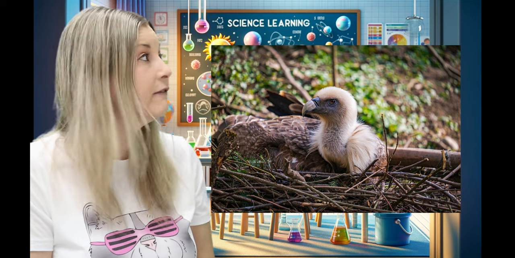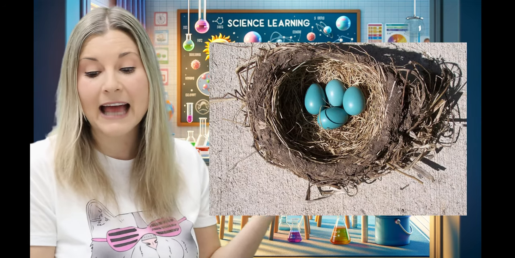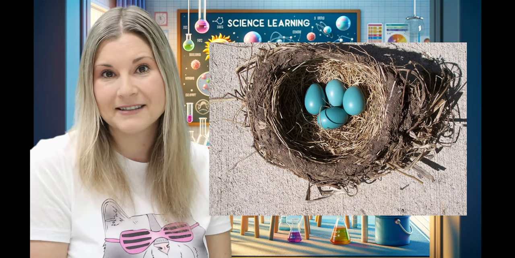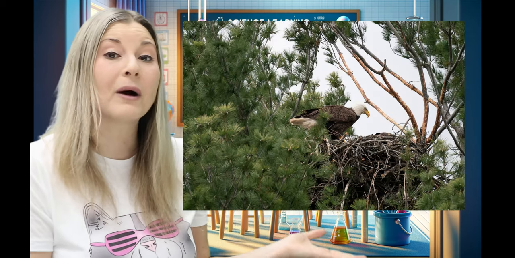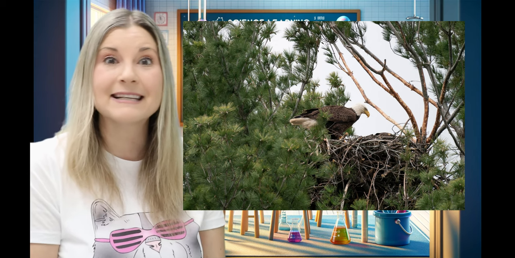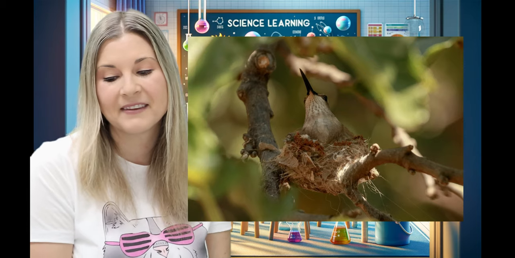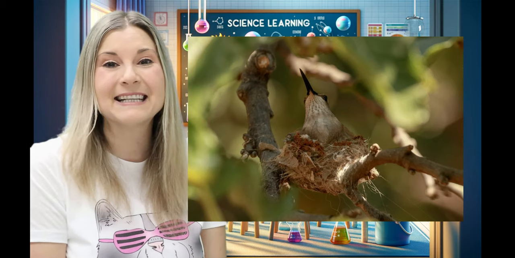This one is a vulture nest. Next, this is a robin nest. This one is a nest of an eagle. This is a crow's nest. This little one is a hummingbird's nest. Isn't that amazing how many different types of nests there are? I think it's so cool.